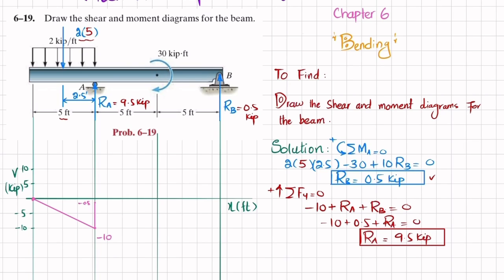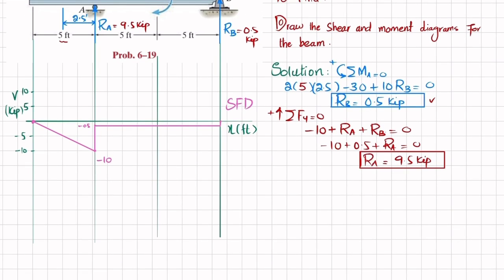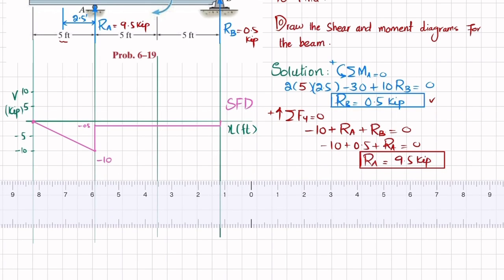Now moving from point A till B, there is no other force, so the shear force will remain the same till this end. Clear? And at the end you can see you have RB, which is plus 0.5. So minus 0.5 plus 0.5 will bring it to 0. So this will be like this. Clear? So this is your shear force diagram. Now we'll draw the bending moment diagram. For the bending moment diagram, again I have to draw a horizontal line.